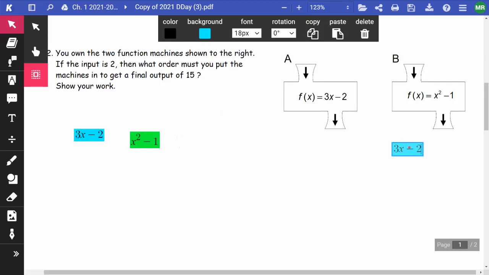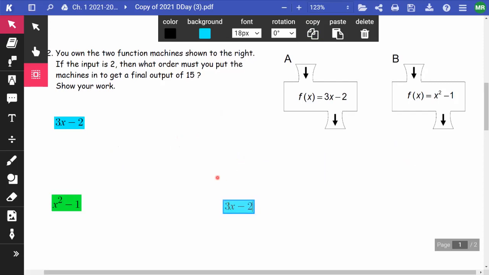So the reason I'm going to do this is I'm going to try the order where I do A first and then B. And then I might try going the other direction where I do B first. So let me copy B and then A.